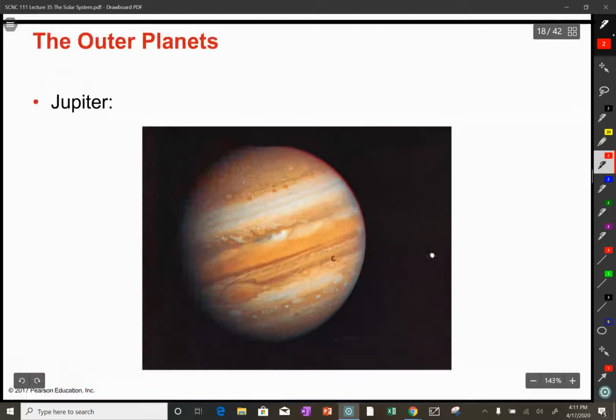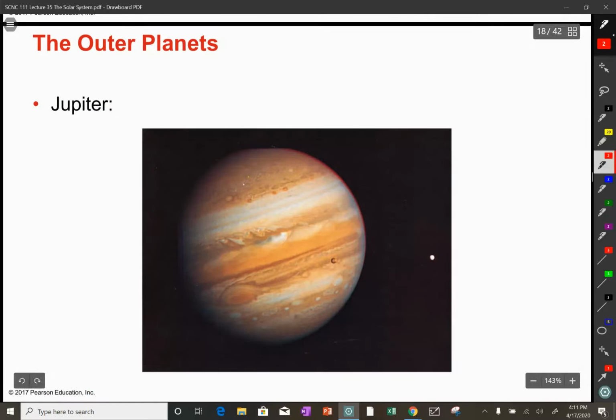Here's a picture of Jupiter. Jupiter has odd weather patterns. These things here are called belts.